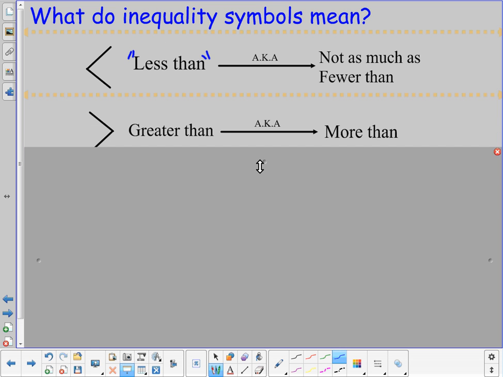The next one down is greater than. So then we have greater than, which is the same as saying more than.